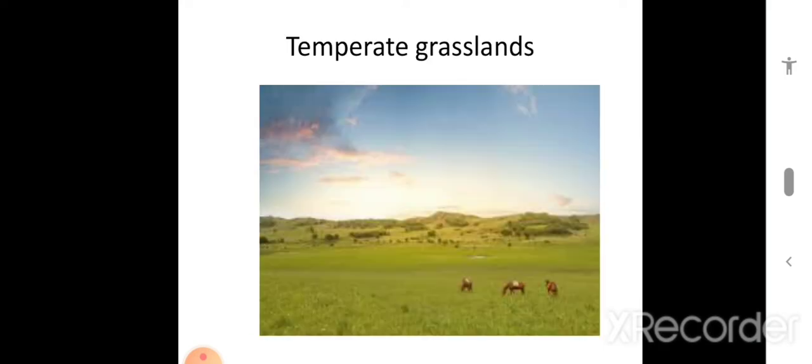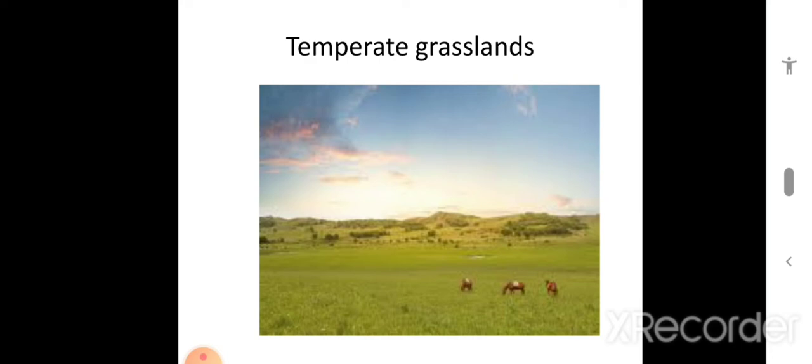The next division is temperate grasslands. Temperate grasslands are found in the interior of continents, the interior parts. They occur between 40 degrees and 50 degrees latitudes in the northern and southern hemisphere and are spread over Central Eurasia, North and South America, and South Australia. In India, these grasslands are found in the high mountainous areas of the Himalayas. Temperate grasslands we can see in the high areas of the Himalayas, and the tropical grasslands at the base of the Himalayas.